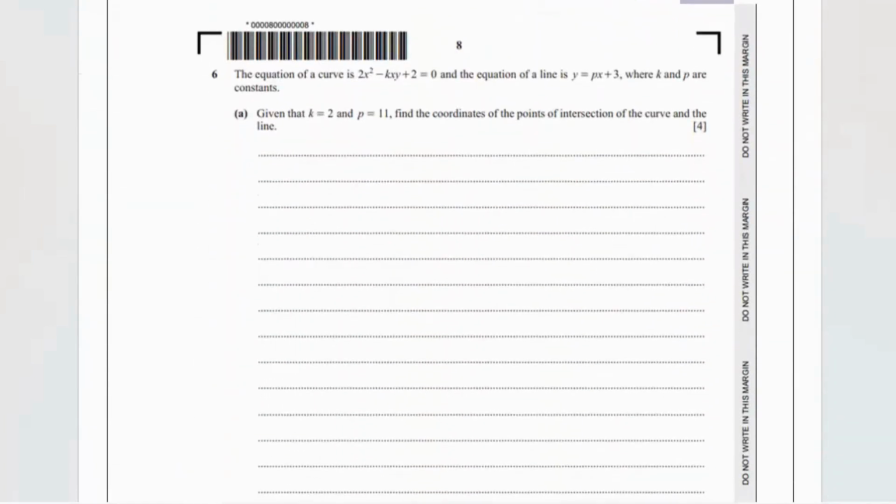Then this is the equation of a curve: 2x squared minus kxy plus 2 equals 0. And the equation of a line is y equals px plus 3, where k and p are constants. Given that k equals 2 and p equals 11, find the coordinates of the points of intersection of the curve and the line.